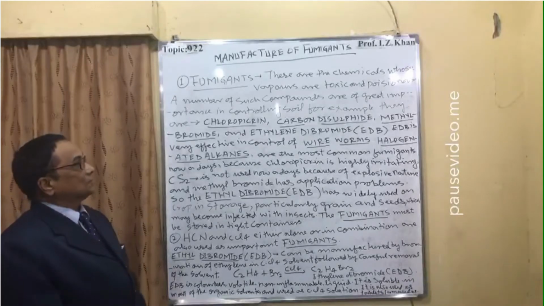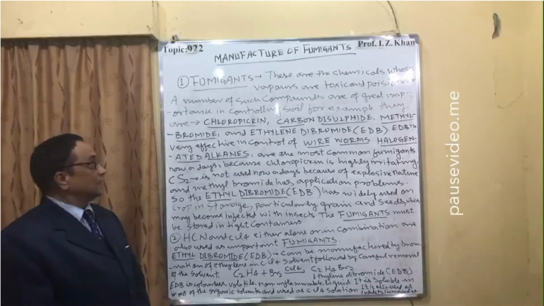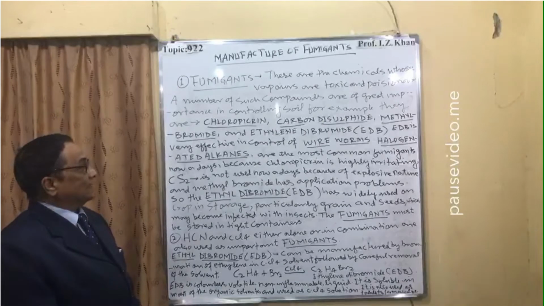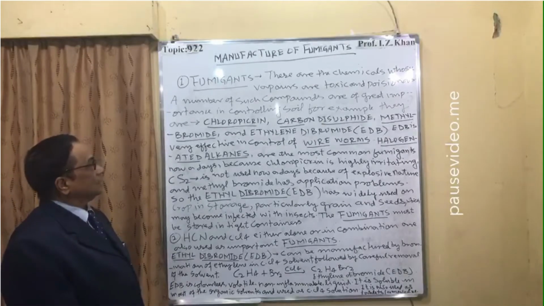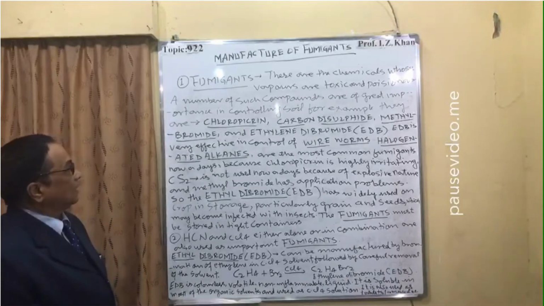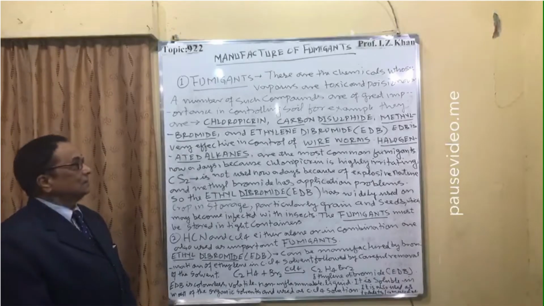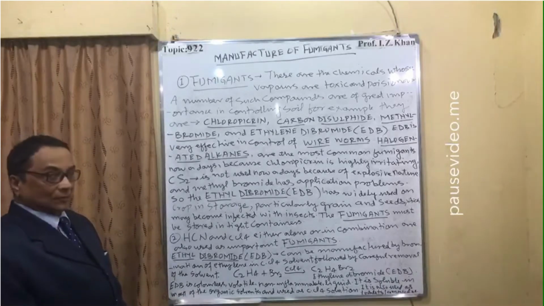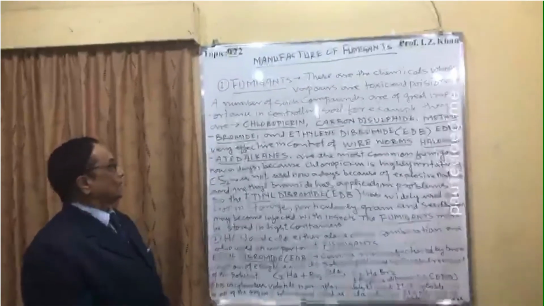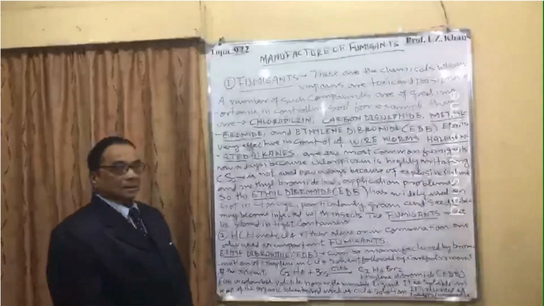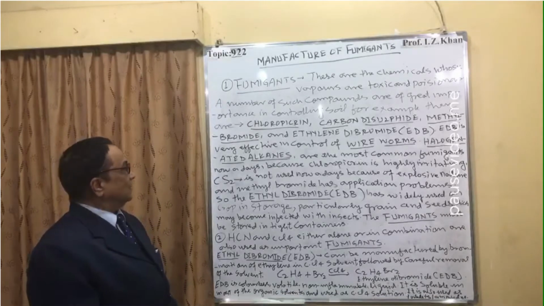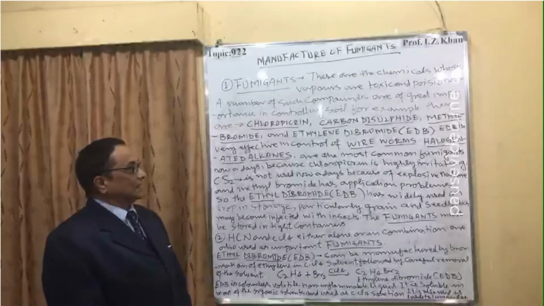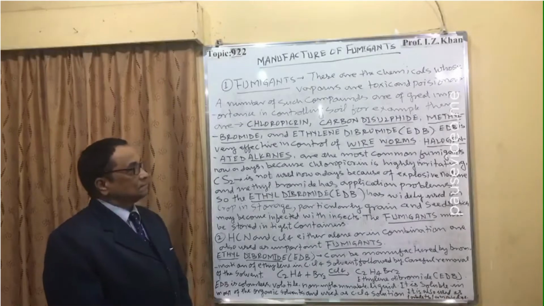A number of such compounds are of great importance in controlling soil pests. For example, they are chloropicrin, carbon disulphide, that is CS2, methyl bromide, and ethyl dibromide, that is EDB. EDB is very effective in control of wireworms.